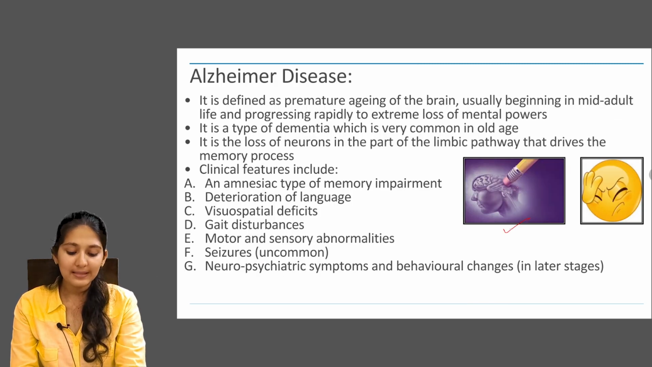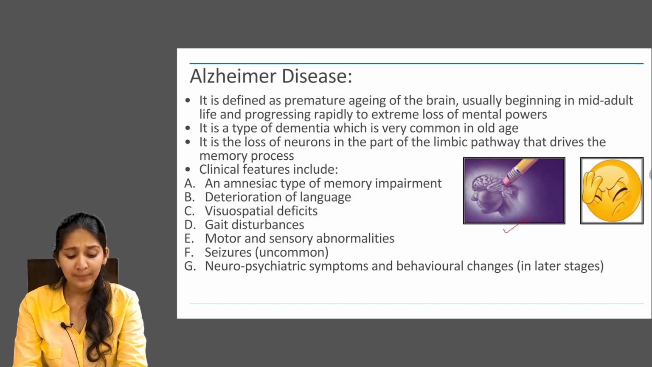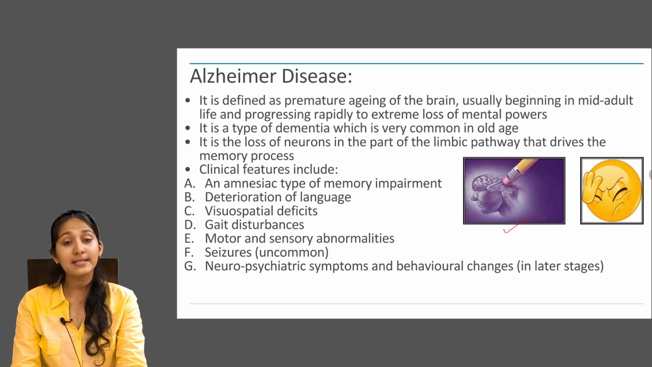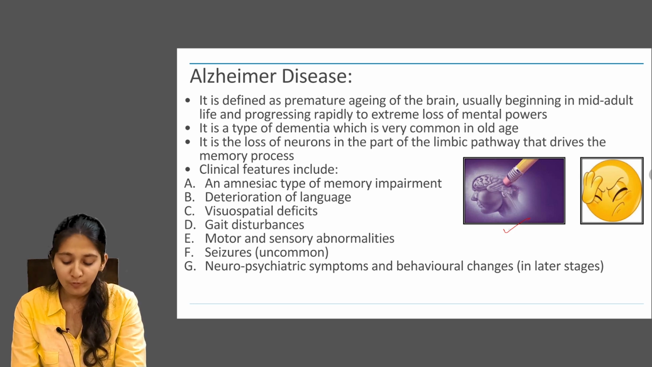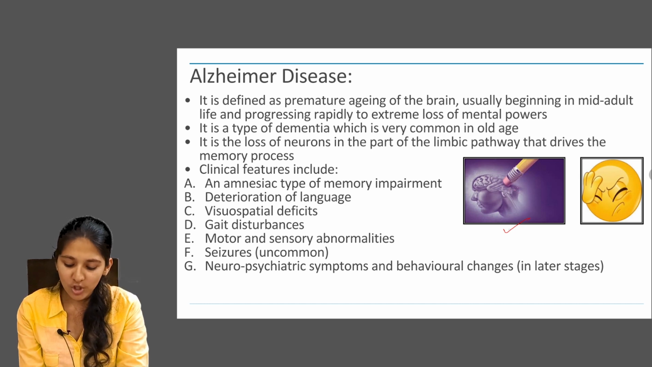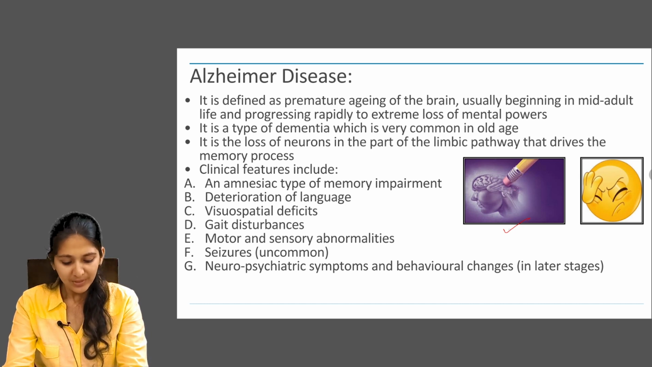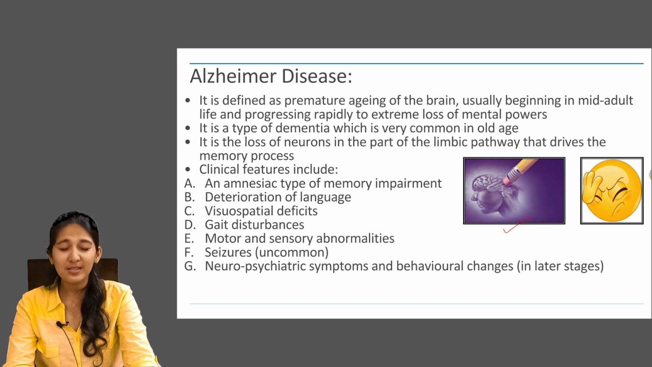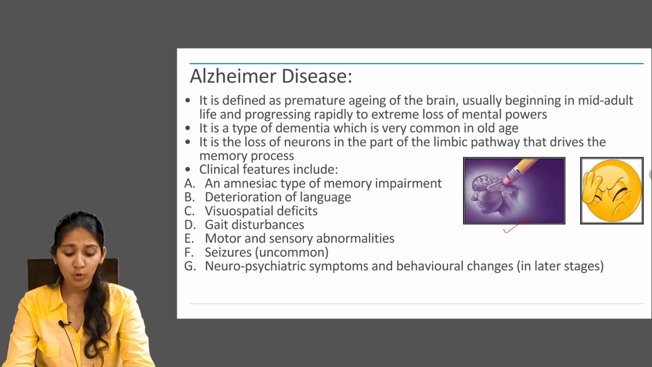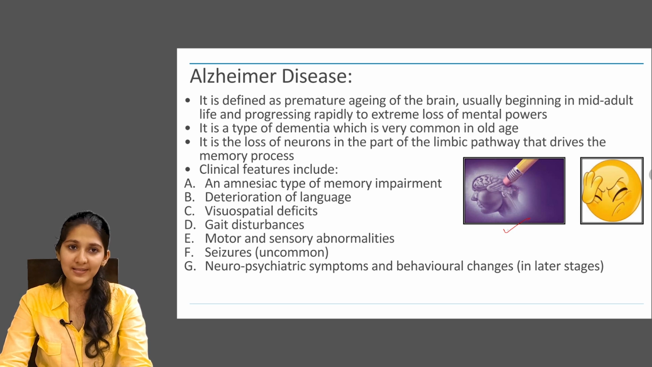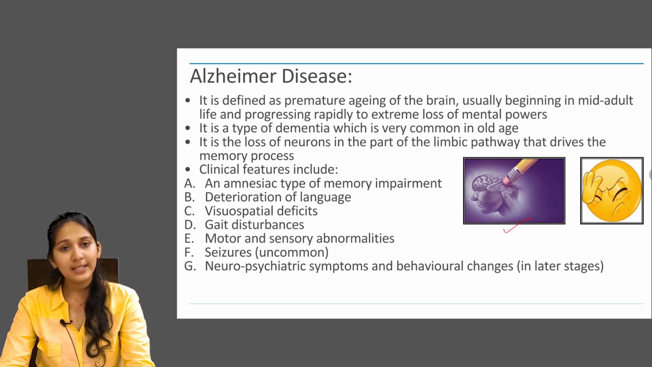The last and the final disease and the most interesting part is the Alzheimer disease, which is nothing but the premature aging of the brain, usually beginning in mid-adult life and progressing rapidly to extreme loss of mental powers. If you can see in this picture, an eraser is used to erase the memory from the brain. It is usually a type of dementia, that is a loss of memory, which is very common among the old people. It is the loss of neurons in the part of the limbic system that drives the memory process, because we discussed the important part of limbic system in the development of memory.